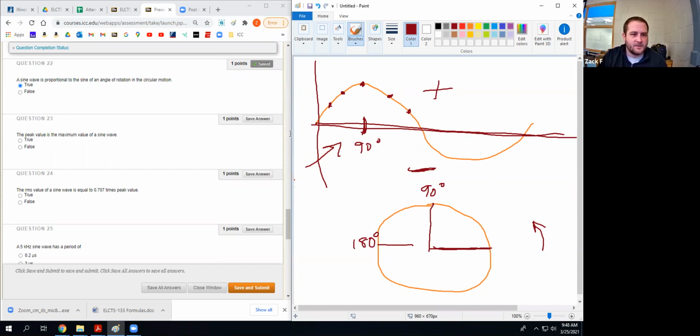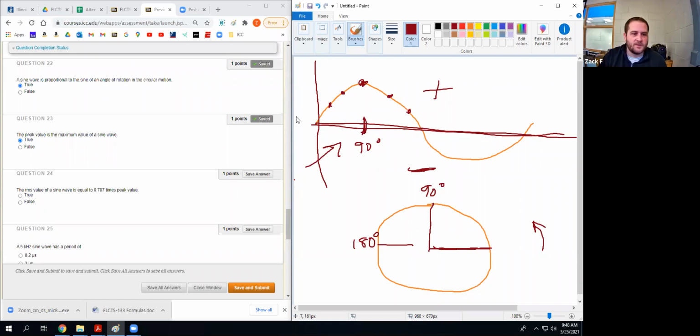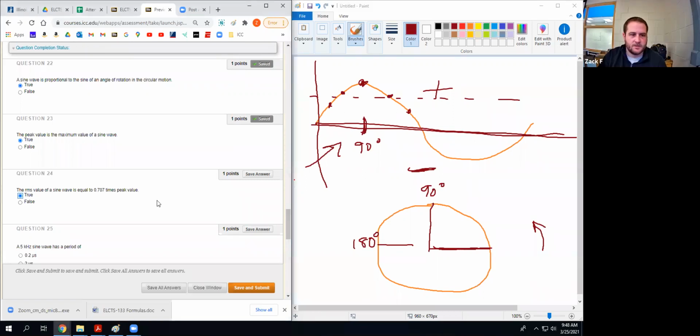The peak value is the maximum value of a sine wave. True. The RMS value of a sine wave is equal to 0.707 times the peak value. Yep. There's your RMS. True.